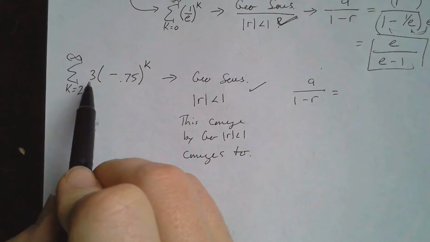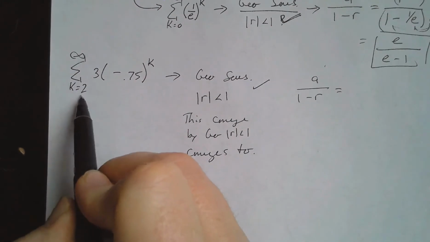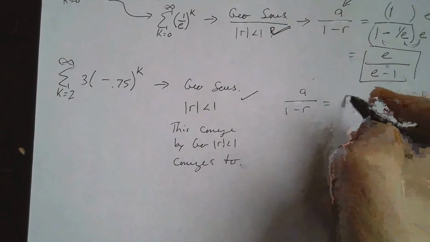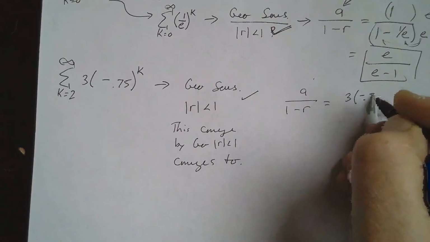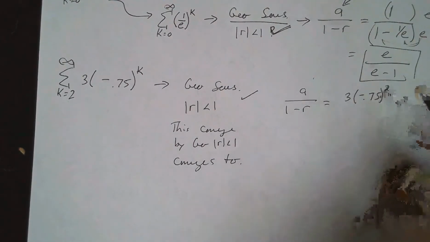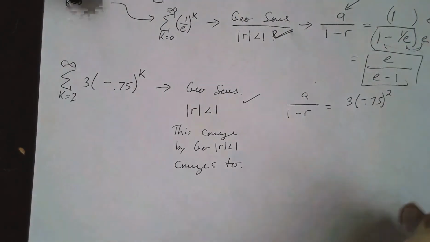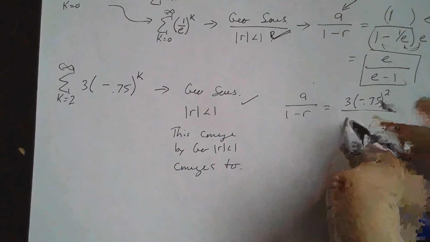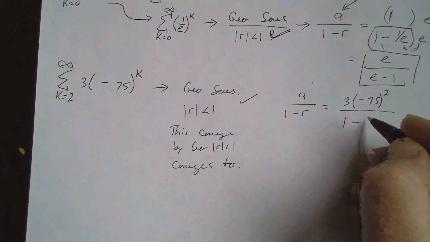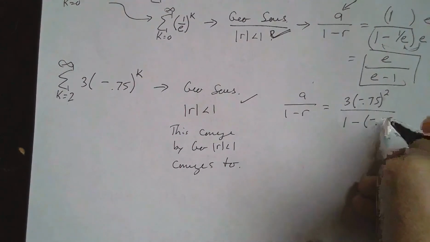Now, like I said in this previous example up here, my a value isn't just this number 3. My a value is what happens when I plug in this k value. So this is going to be 3 times negative 0.75 to the power of 2, divided by 1 minus, and my r value again is very clear, negative 0.75. So minus a negative 0.75.